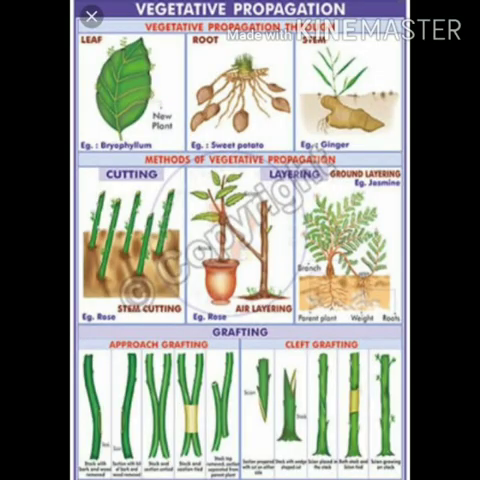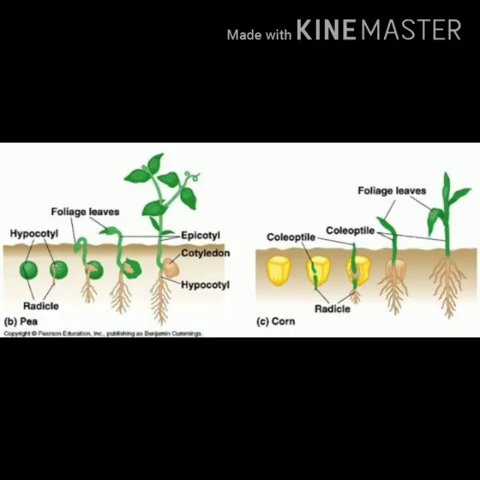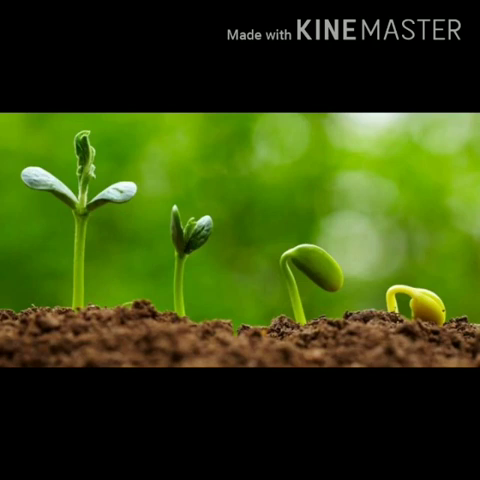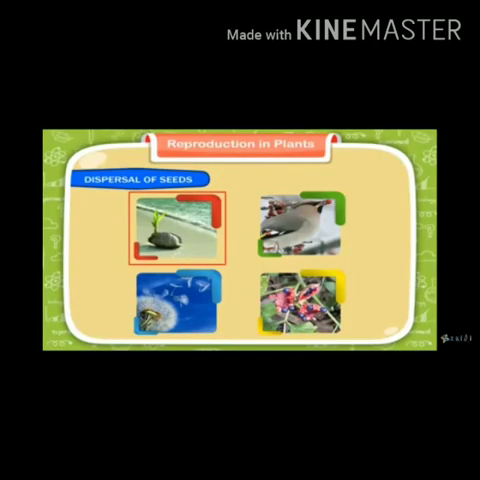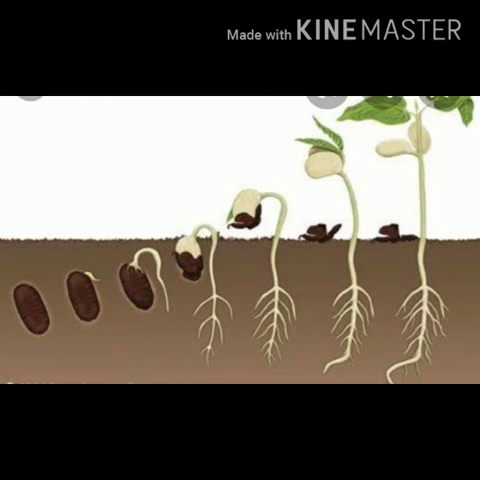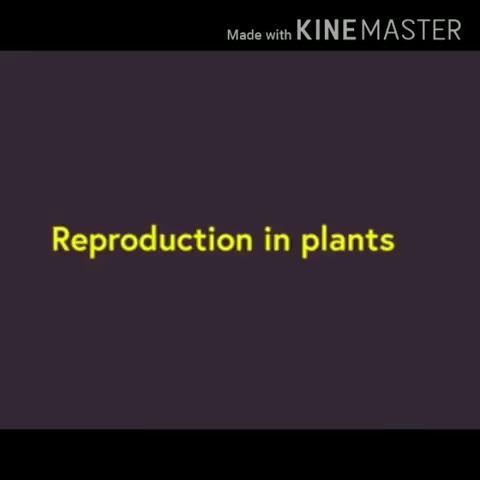So, by this, I conclude that plants reproduce in many ways, such as through roots, stem, leaves, and seeds. And we have studied the dispersal of seeds by wind, water, animals, and explosion, and how the seeds germinate into a new baby plant. I hope you all have understood reproduction in plants very well.